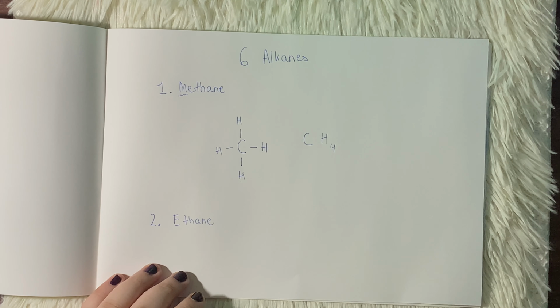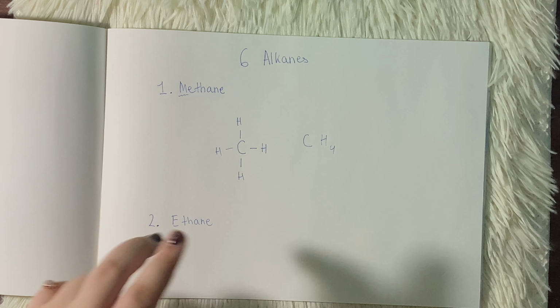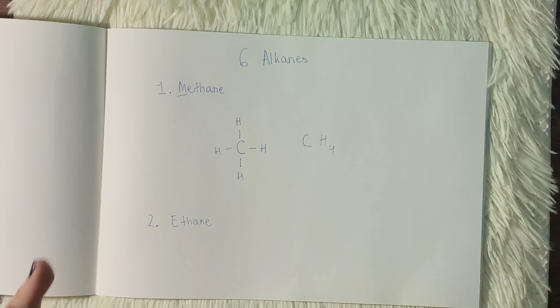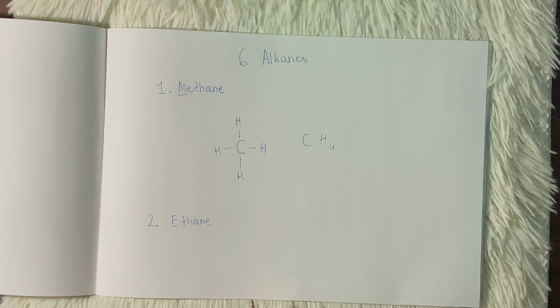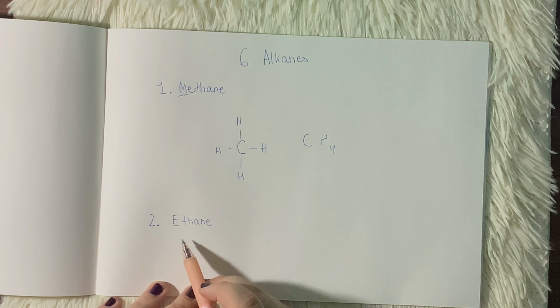So how are we going to know about ethane? Now we know methane is 1, and what comes second is ethane. So ethane will have 2 carbon atoms because it's the second alkane. And now I've already told you that each carbon has to have 4 bonds.